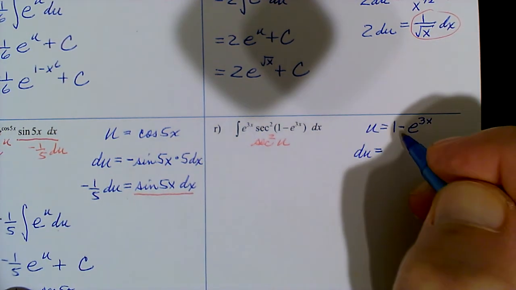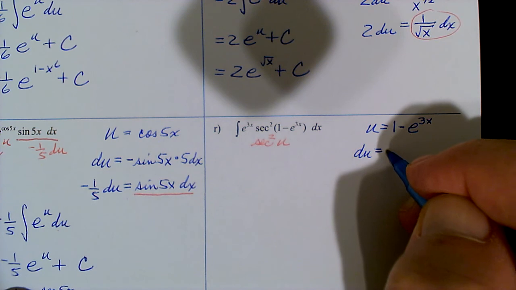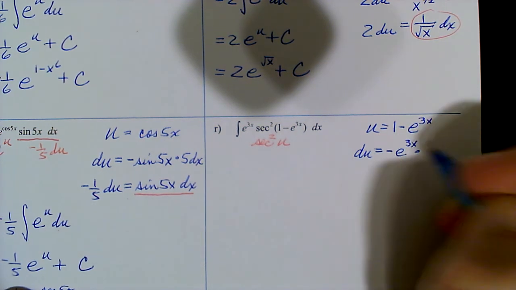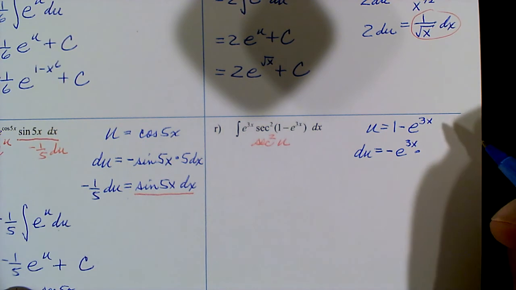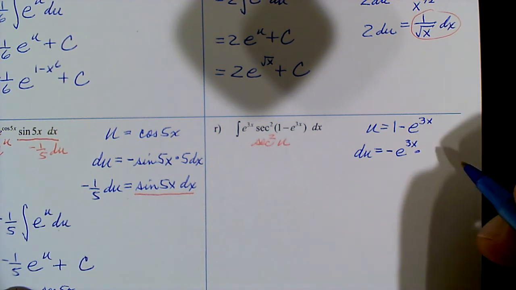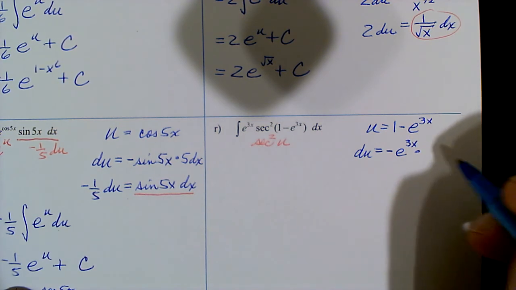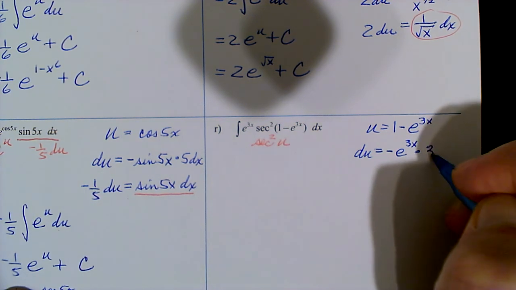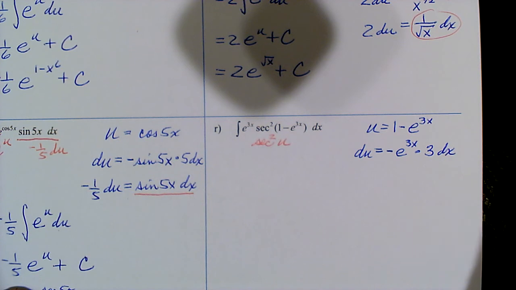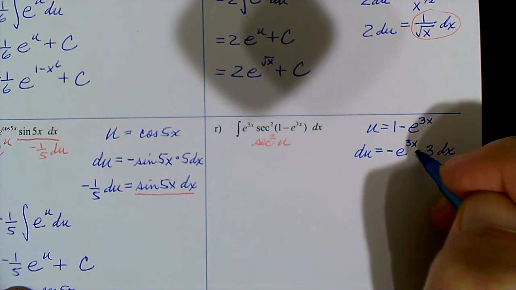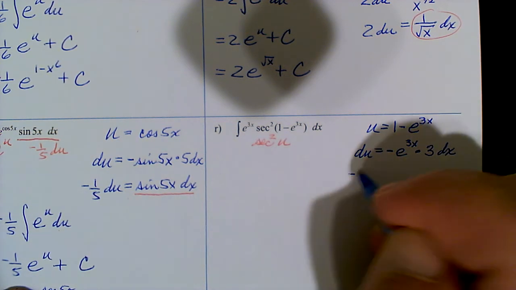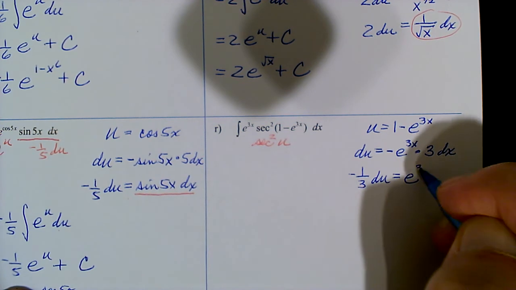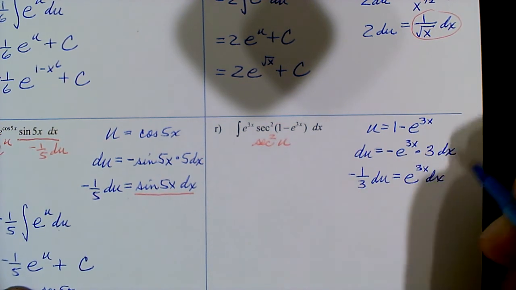Again, put yourself in the differentiation mode. The derivative of 1 is 0. The negative tags along, derivative of e to the 3x. That's our formula for e to the u, so it's e to the u. Just recopy e to the 3x, but then don't forget times the derivative of the power on the base of e, and the derivative of 3x is 3. Formally, the differential dx as well. And we'll modify by the negative and the 3, so negative 1/3 du is e to the 3x times the differential dx.